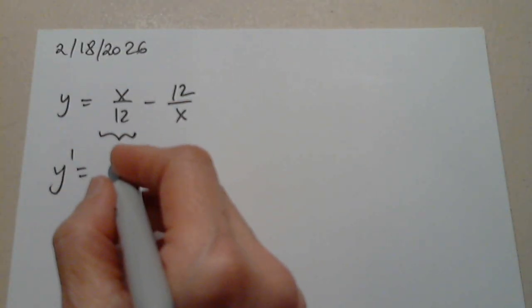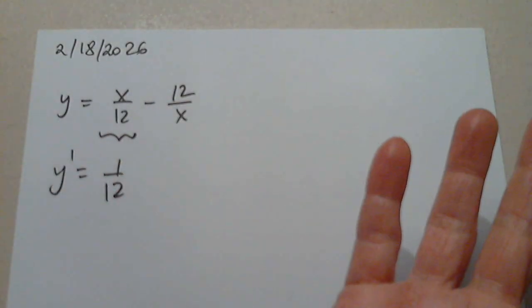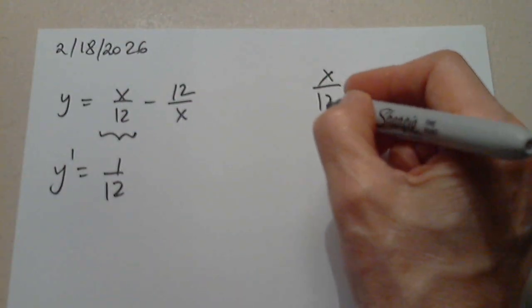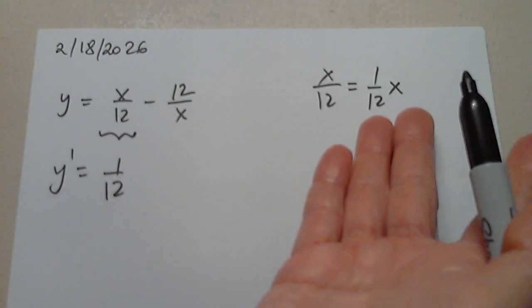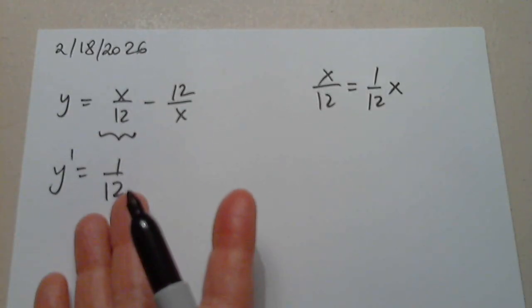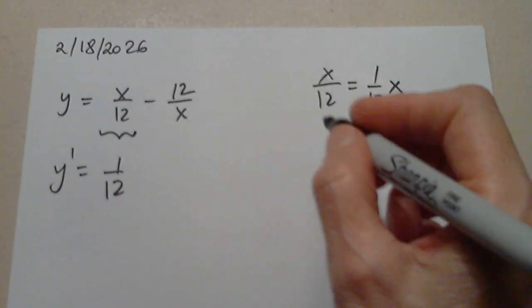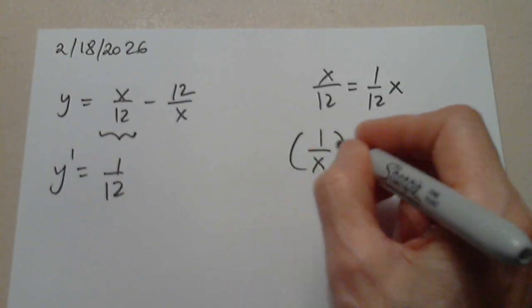I just get 1 over 12 because x over 12 is the same as 1 over 12 times x. When I differentiate, x is gone because x prime is 1, and I get this. Now, we also talked about this.